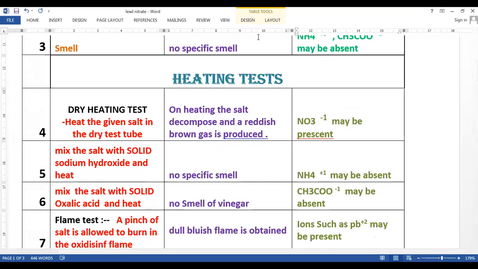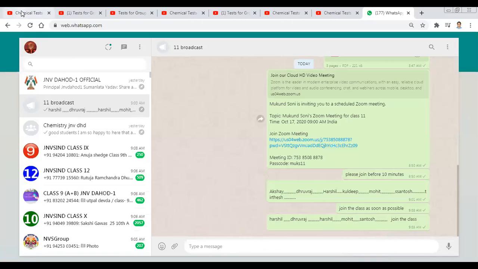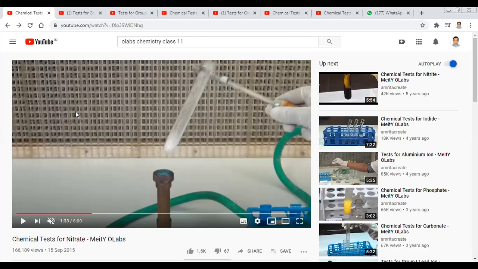Now, my dear students, we are going to study about the heating test. So let us pay attention to the heating test. We may call it a dry heating test. Heat the given salt in the dry test tube. So let's have a look at this. Let us see how we can heat the salt. I hope you can see the screen now.